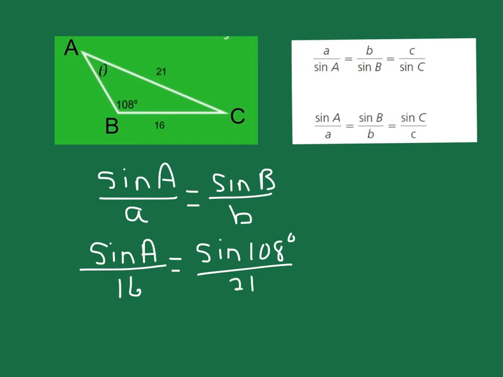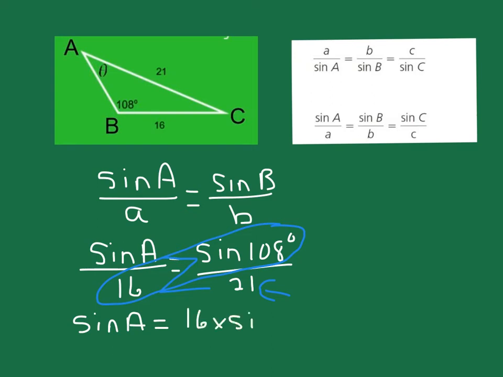Now there's a little trick that you can use to do your solution here before you put it in your calculator. It's called the Z pattern by some teachers. If you just start at your unknown and make the letter Z, then you're going to multiply the first two numbers and you're going to divide by the number that's left over, which is the 21. So in this case we have sine of A, and that's going to be 16 times the sine of 108, and we're going to take that answer and divide by 21.